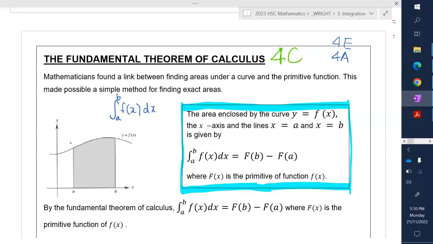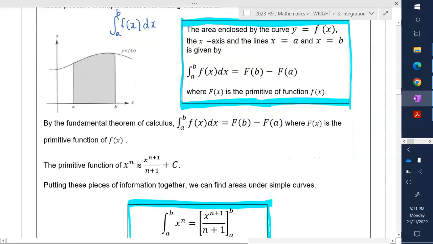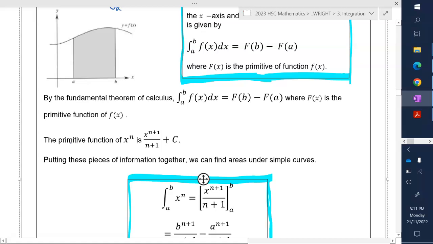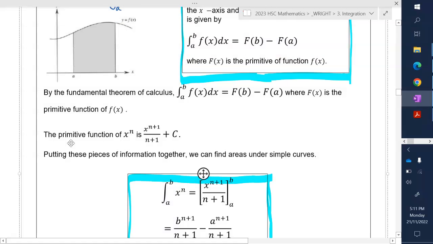And this is the more formal method of explaining it. The area enclosed by the curve y equals f of x, the x-axis and the lines x equals a and x equals b is given by this. We've got our integral between b and a of our function in relation to x, equal to big F of b minus big F of a, where big F of x is the primitive function. So the primitive function at b minus the primitive function at a. So what we do is we integrate our function, and then we substitute our values into our integrated function, first b, and then we take away what our value would be when we substitute a into that primitive. And that's what we're going to do today. The primitive function is what we've been doing in the last couple of lessons, and the rule will still stay the same.